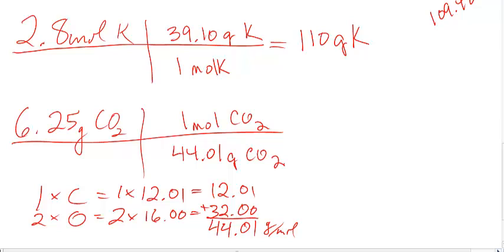Awesome. Now I'm going to go ahead and plug this into the calculator. 6.25 divided by 44.01, and I get 0.142. And I'm going to stop there. 0.142 moles of carbon dioxide. If that's what the question asked, I would be done. But what if I didn't want to know how many moles? What if I find it more interesting to know how many molecules of carbon dioxide that would be?